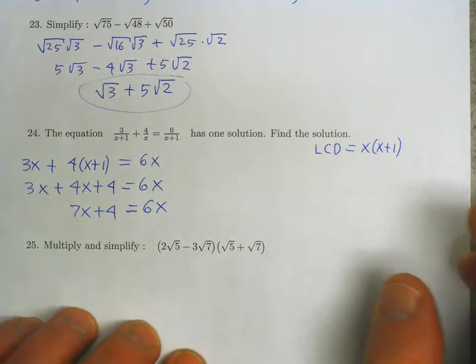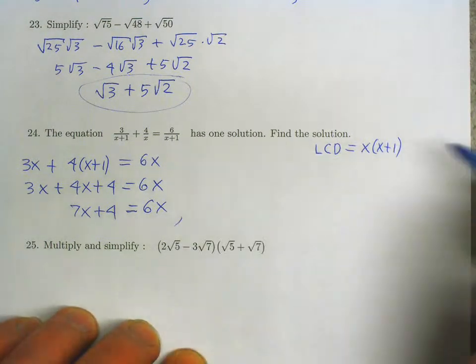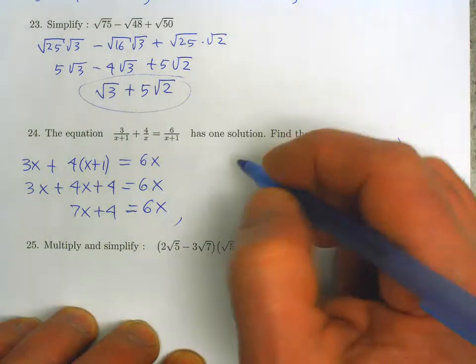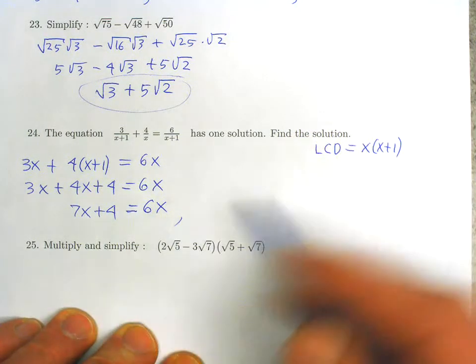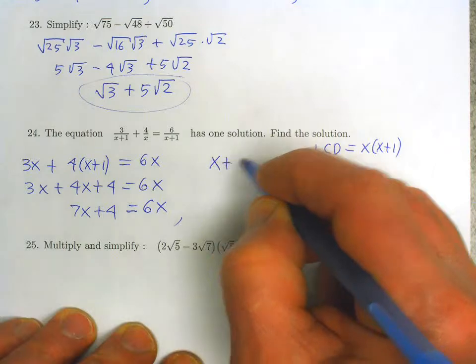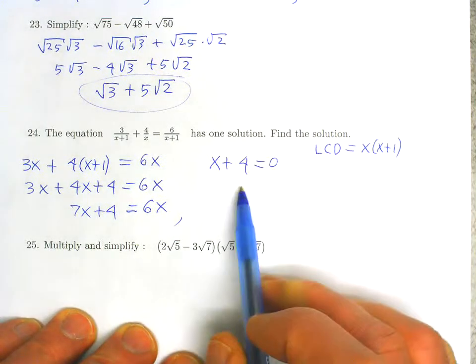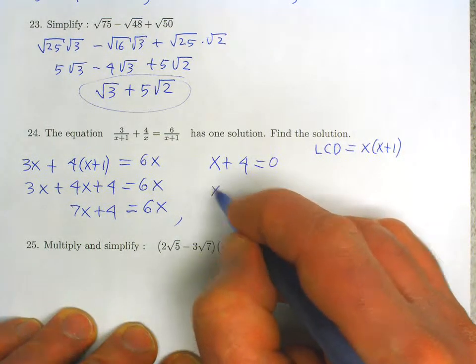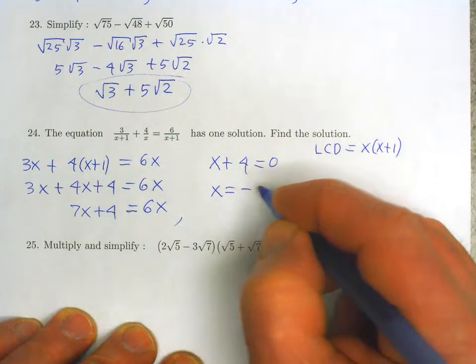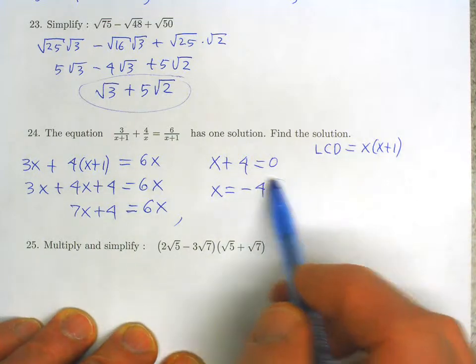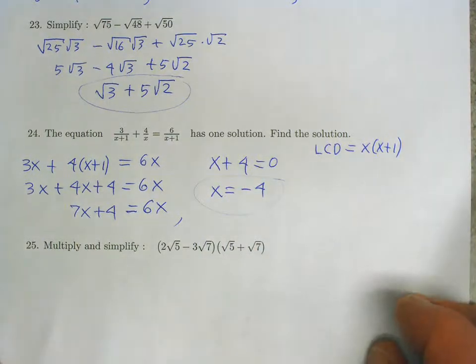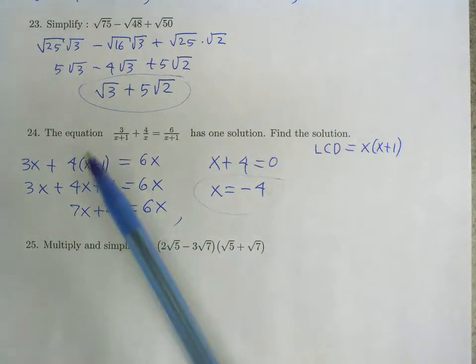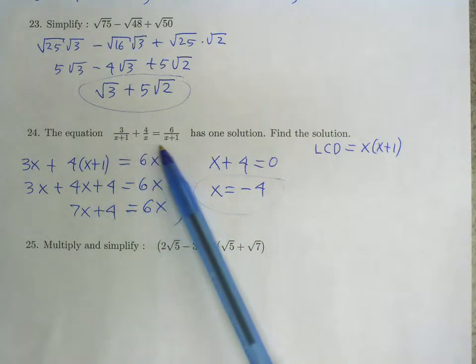So we can do this in a couple of ways. One way is to subtract 6x from both sides. 7x minus 6x is x, so I get x plus 4 equals 0, and then subtract 4 from both sides. We get x equals negative 4 for the only solution. Just note that the restricted values are negative 1 and 0.